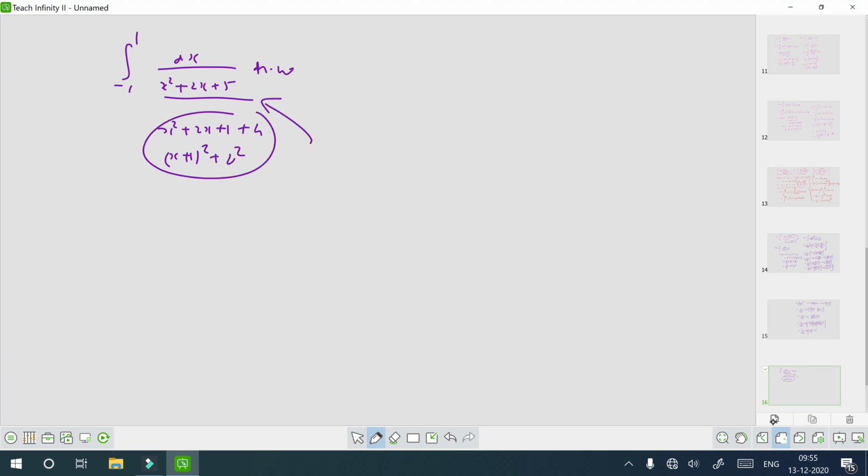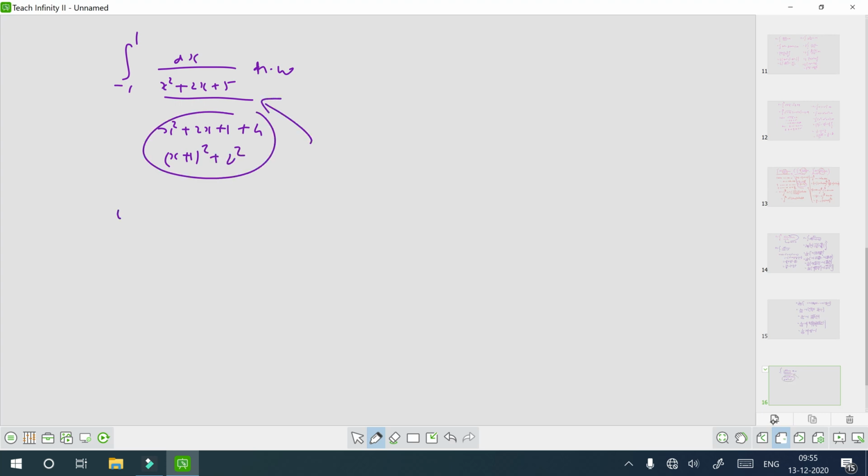Next, I is equal to integral from minus 1 to 1 dx over x square plus 2x plus 5. I am leaving it directly for you. Arrange it into a perfect square. Likewise, x square plus 2x plus 1 plus 4. That is x plus 1 whole square plus 2 square. Rest of the part is very easy, so I am leaving it for you.